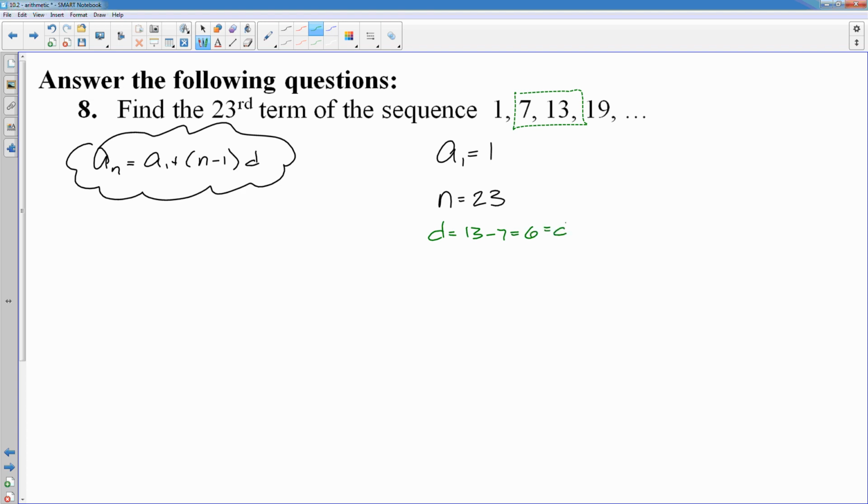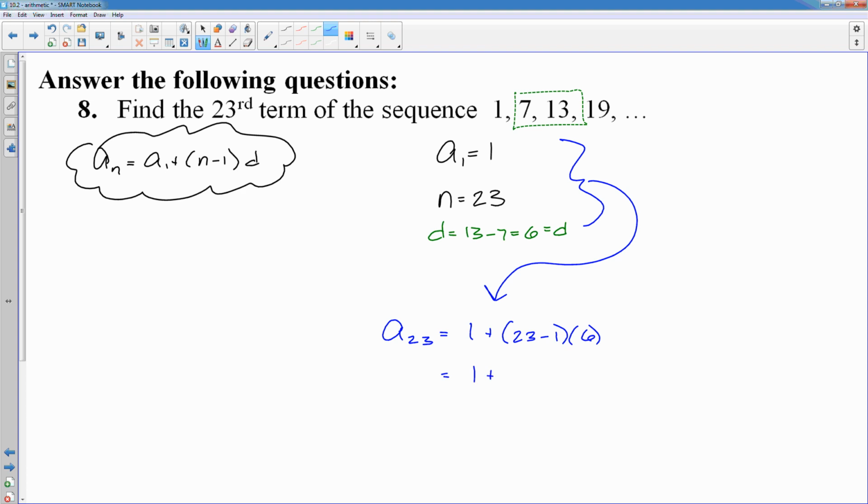So once you find your first term, your n, and your common difference, we simply throw all of this into the formula, which is your 23rd term is your first term plus n minus 1, which will be 23 minus 1, times the common difference, which is 6. And then we'll clean that up. 1 plus 22 times 6. And I'll even let y'all use a calculator on this because y'all have had enough arithmetic problems in the past. So we'll just throw this in the calculator and we get 133. So that is the 23rd term.